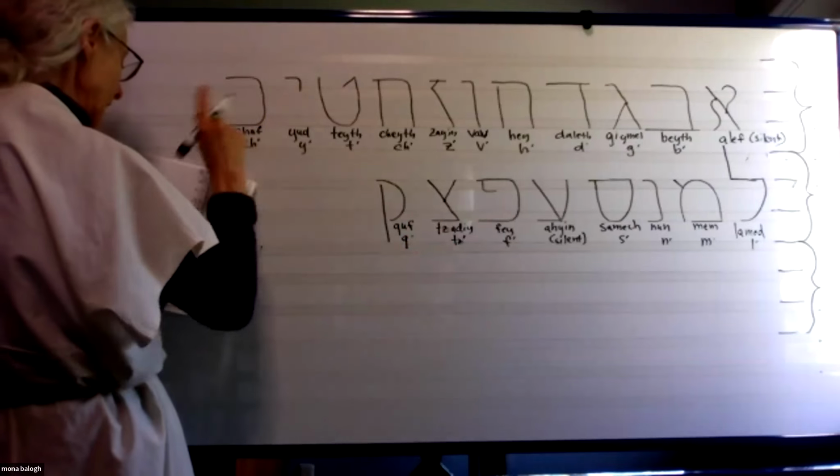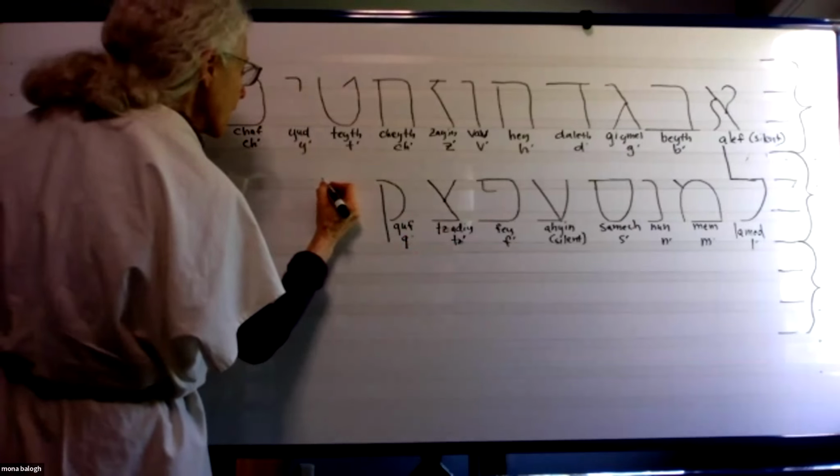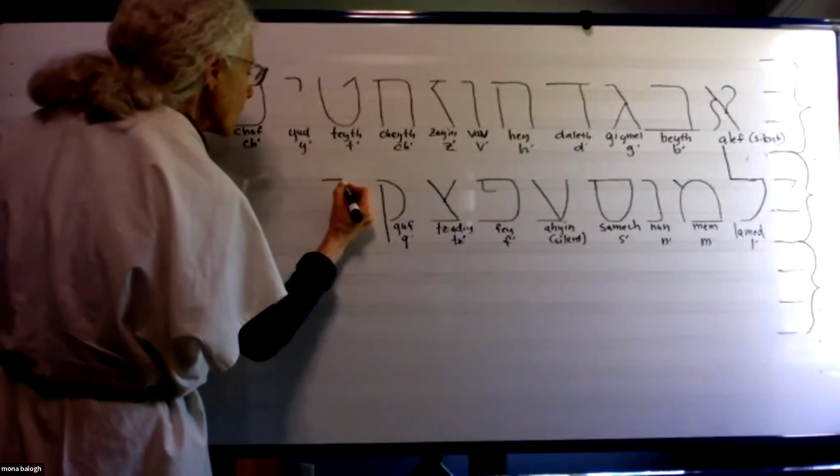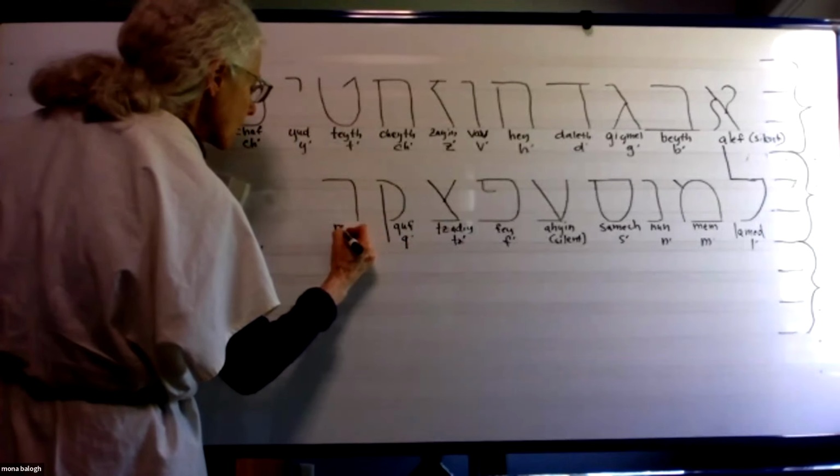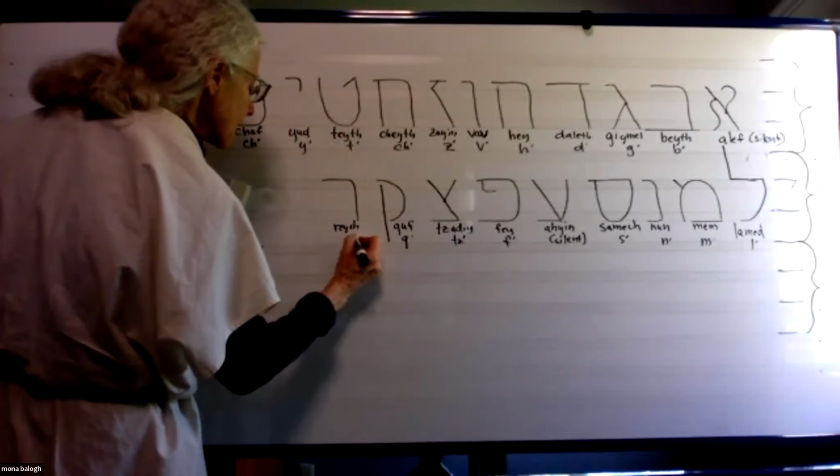Reish, oh yeah, reish, you know what the reish looks like. Upper left, come across and curve down. That's your reish. As an R sound.